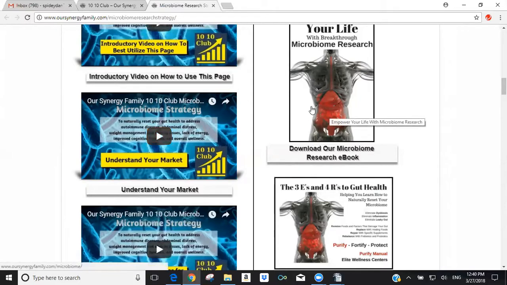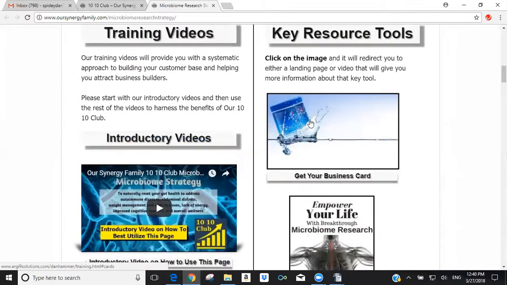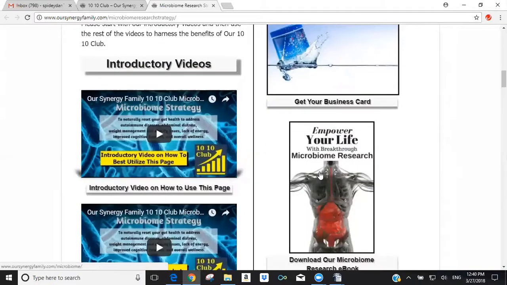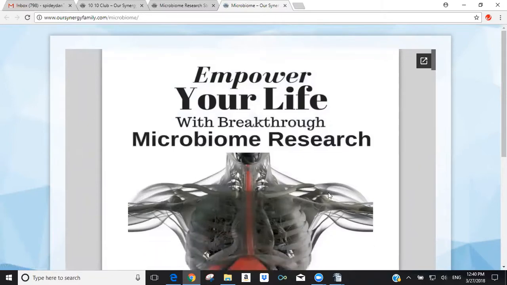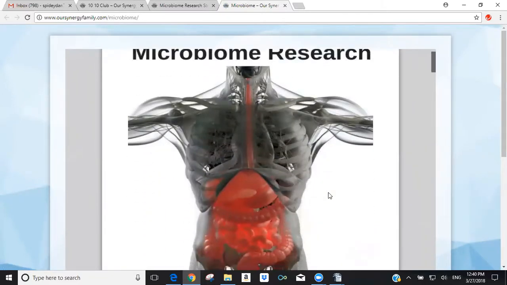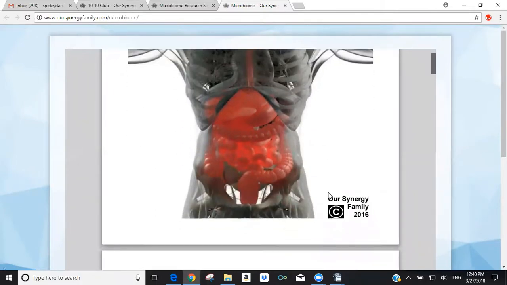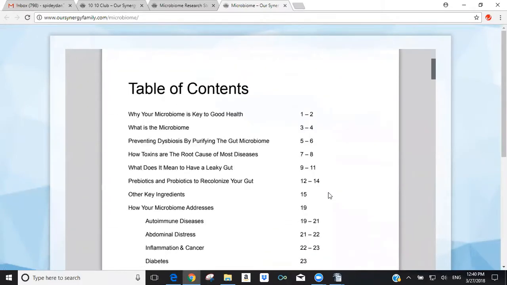And one of the things that we have here is this book called the Microbiome Research ebook. It's, again, on the right-hand side as one of your resource tools. If you click on this, it's going to load to a page that is an ebook that will help you understand how to empower your life through breakthrough microbiome research. This is an ebook that you can use for yourself to educate yourself in this area, as well as an ebook that you can send to other people.